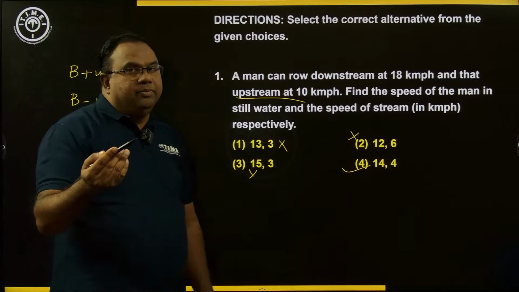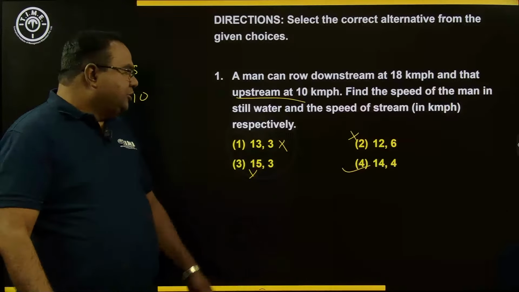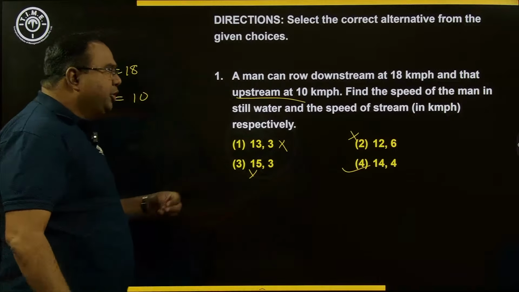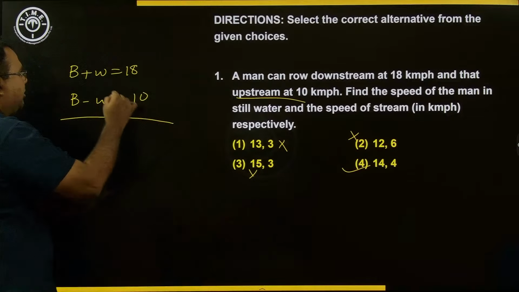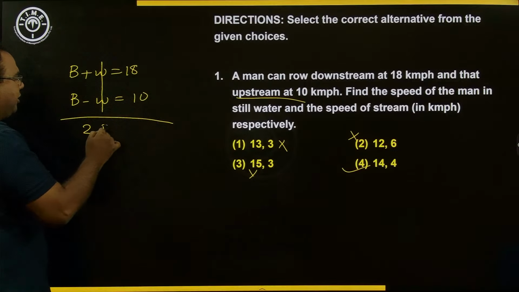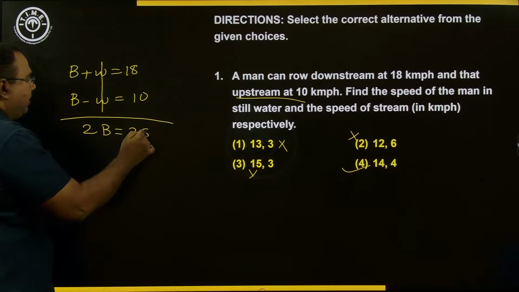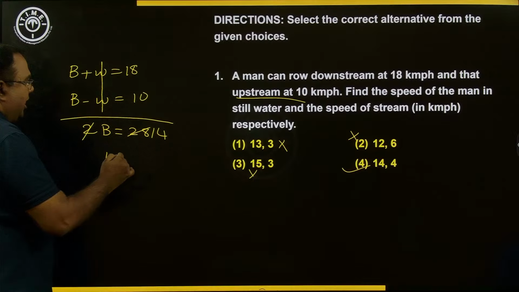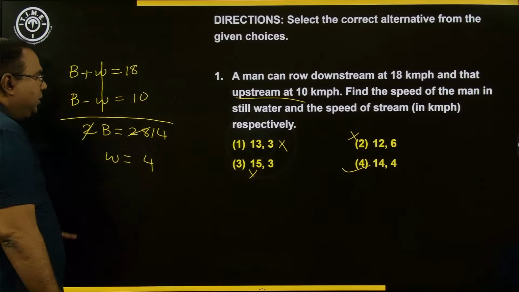No need to solve. Since you have the answer choices, you can pick up the choices and back substitute. If you want to solve, you can do that also. 2B is equal to 28. My B has to be 14. Substitute 14 there. I'll get W is equal to 4. Right?